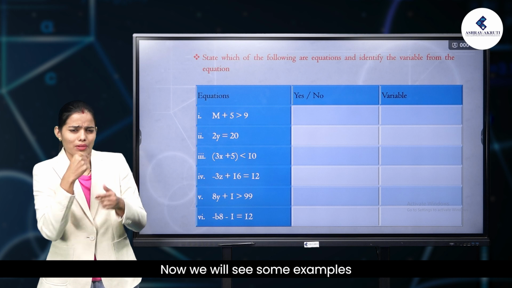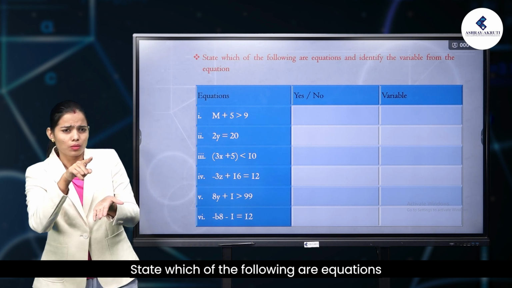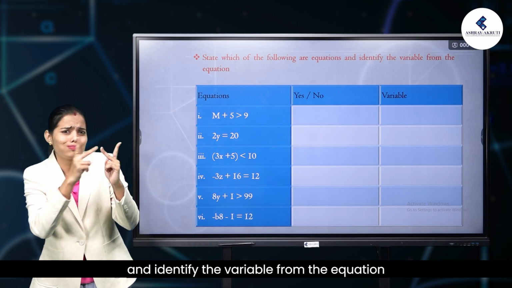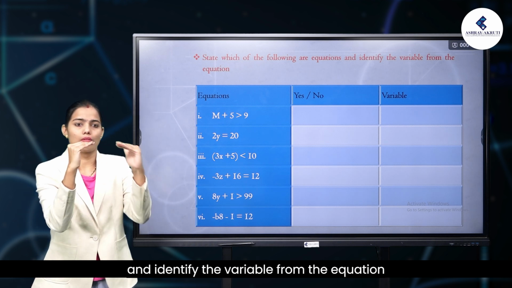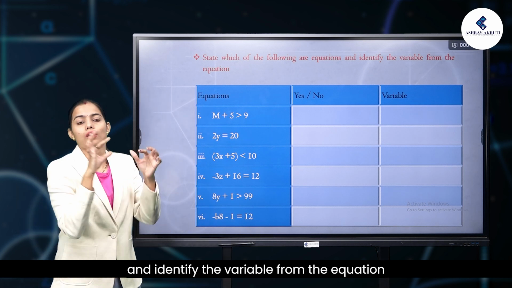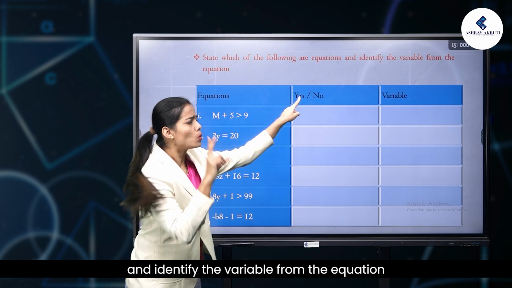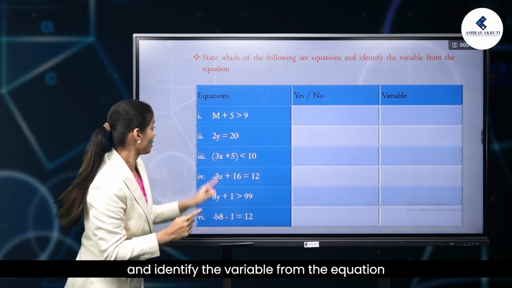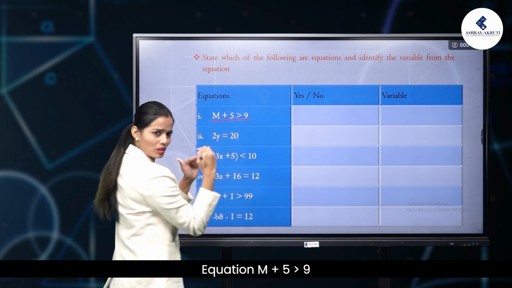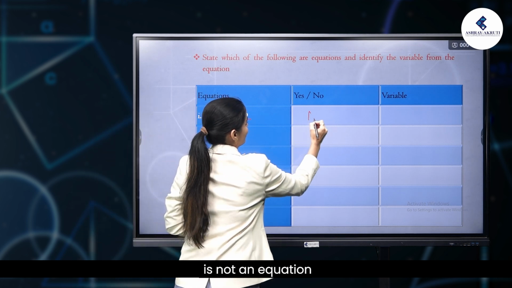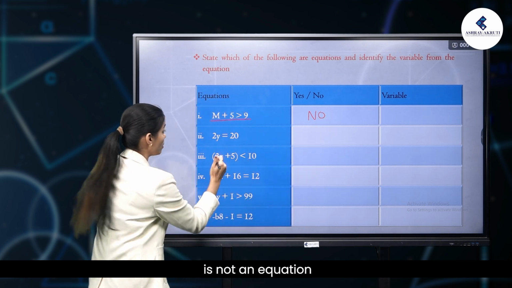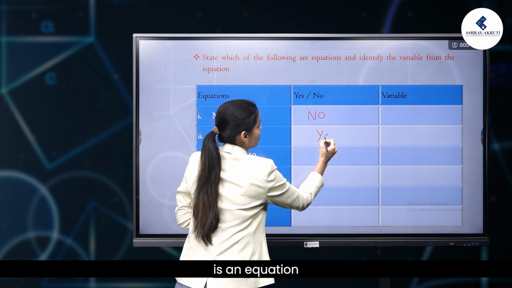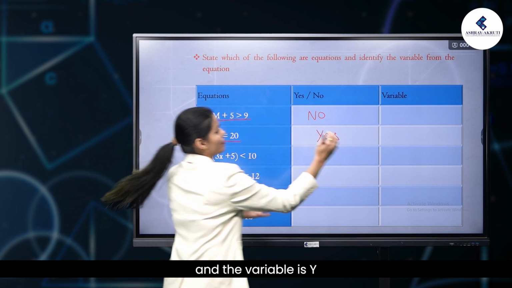Now we will see some examples. State which of the following are equations and identify the variable from the equation. m plus 5 greater than 9 is not an equation. 2y is equal to 20 is an equation, and the variable is y.